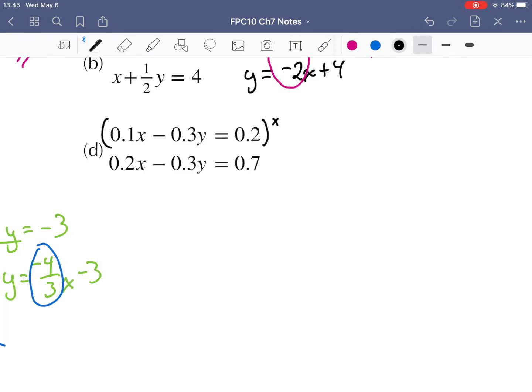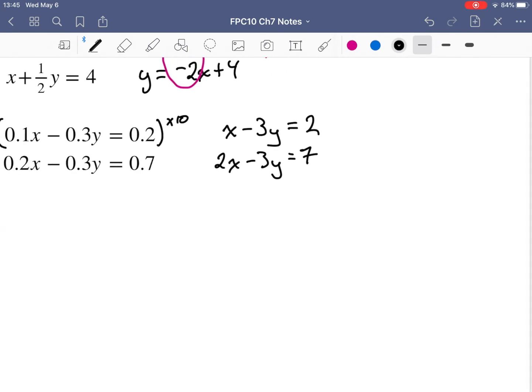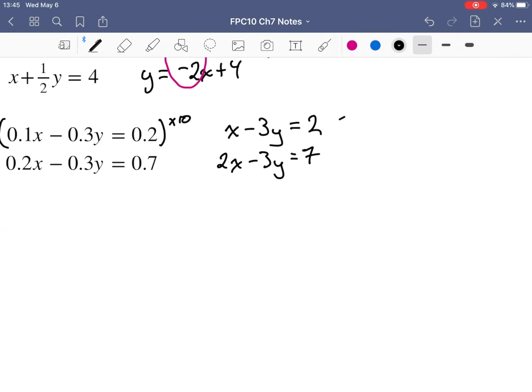All right, letter D. The first thing I'm going to do, just to make everything easier on myself, is multiply everything in this by 10. And I get x minus 3y equals 2. Now this is a lot easier for me to understand and to work with. In the bottom, I get 2x minus 3y is equal to 7. Both of these are much easier to work with now.